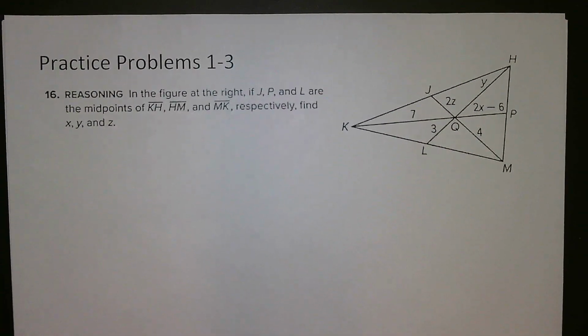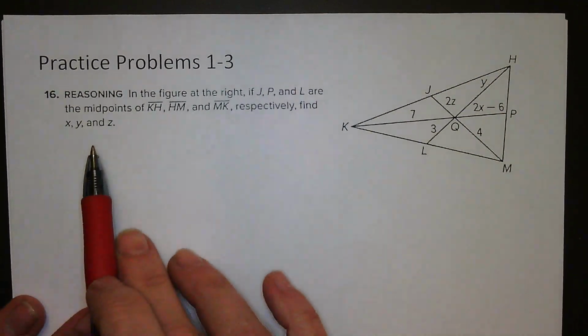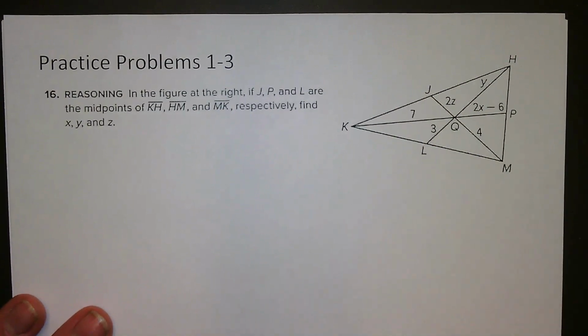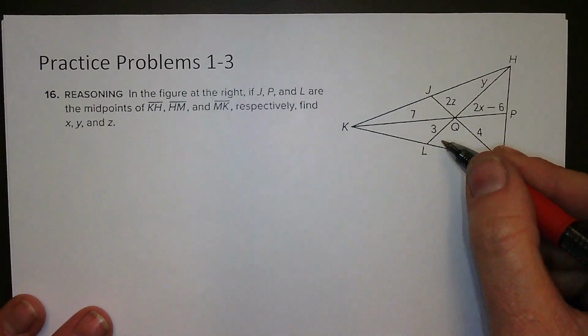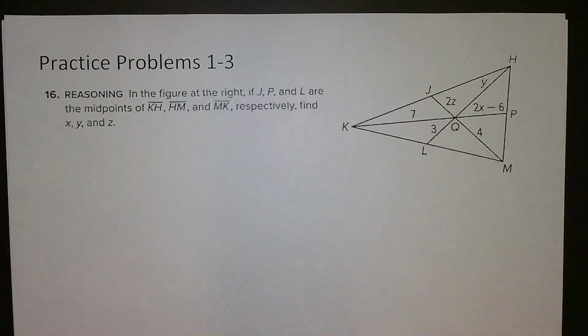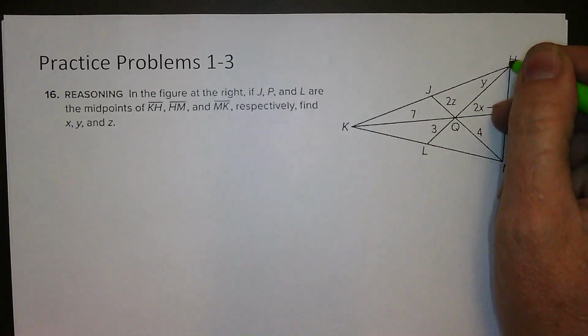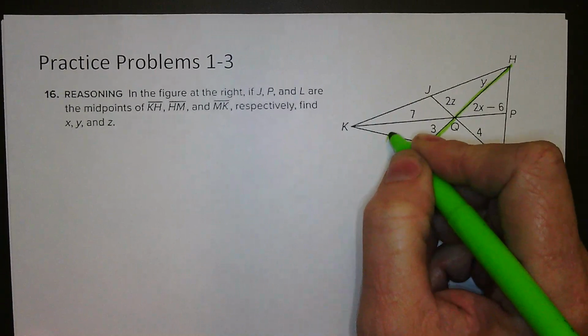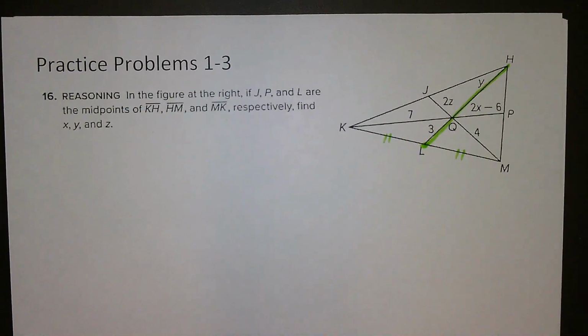All right, we're looking at problem 16 from the practice problems for 1-3. This was on medians and the centroid theorem. So they're telling us that J, P, and L are the midpoints. So that means what we have drawn in are medians. So this from H to L, that's definitely a median because L is a midpoint.